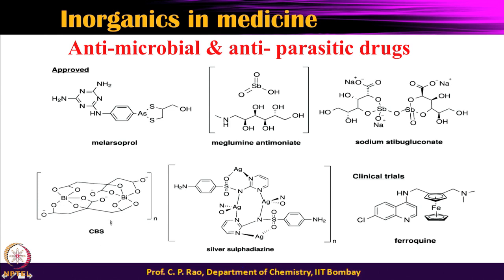Now, you have some more compounds here, bismuth based compounds, silver based compounds and iron based compounds. This is basically what you see here, ferrocene. So, ferrocene based compounds with some additional quinoline moiety. So, some of these are in clinical trials. So, these are used as antimicrobial, antiparasitic, some of them too. So, do you appreciate and understand how varied the inorganic medicinal aspects are?